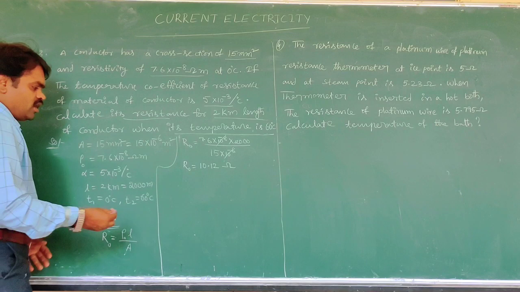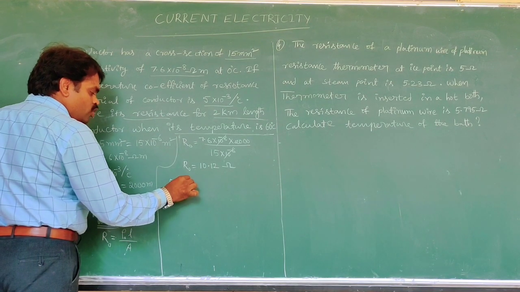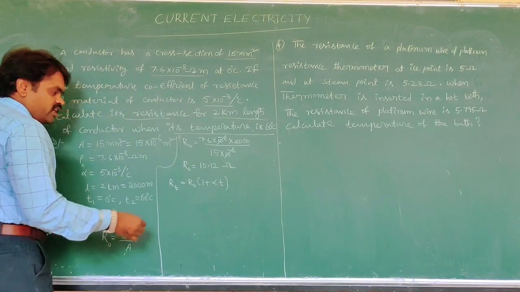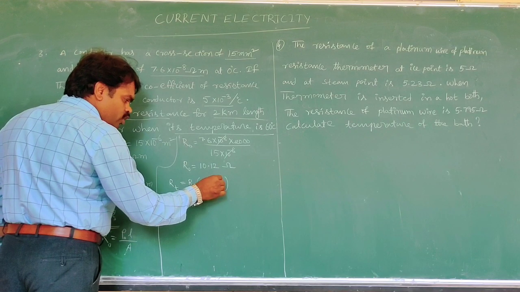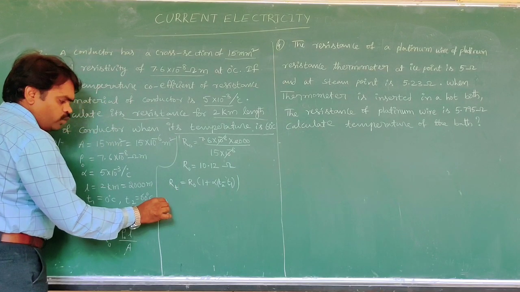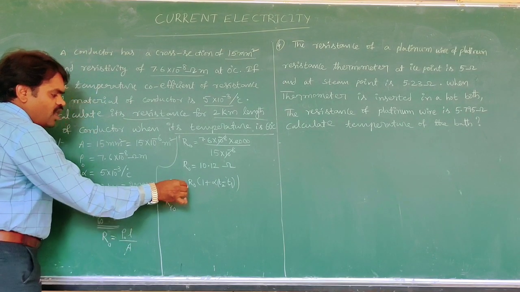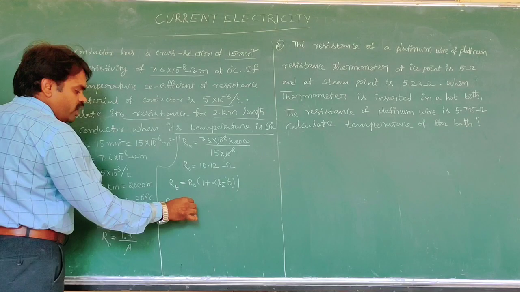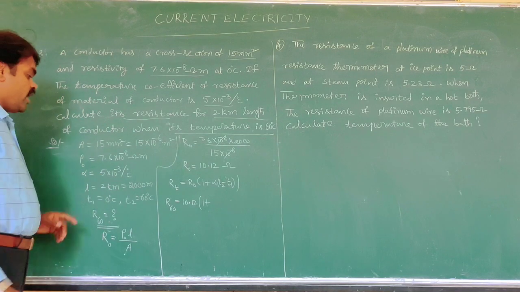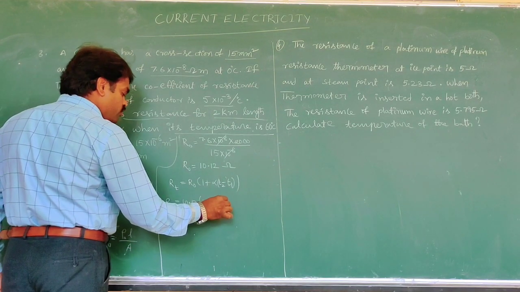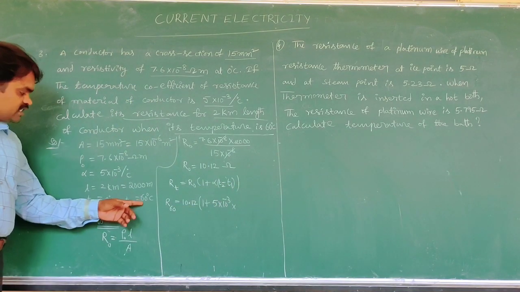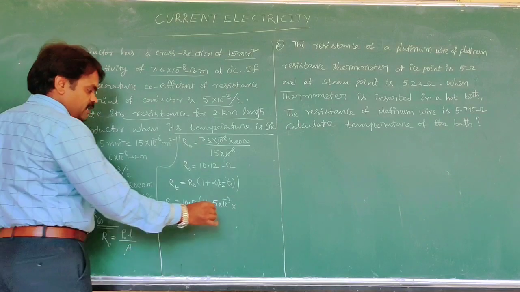Now a very simple formula, that is RT is equal to R naught into 1 plus alpha T. Then directly we substitute R naught into T2 minus T1. Then RT we don't know, at 60. R naught value we got 10.12 into 1 plus alpha, what is alpha? 5 into 10 to the power of minus 3 into T2 minus T1. T2 is 60 minus 0, 60.